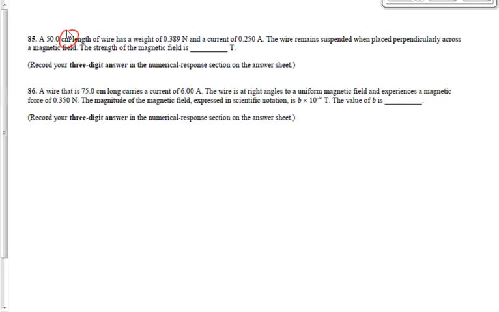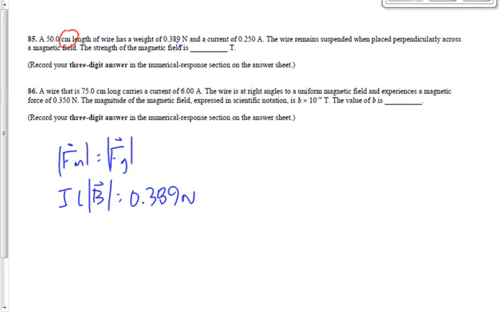What's this weight thing here? 0.389 newtons. If we say ILB is equal to M times G, what's the 0.389 newtons? Where do we plug that in? Yep, that's M times G. We don't even need to put the expression M times G in there because we know the force of gravity. We know the weight of it. So what are we looking for here? We're looking for the strength of the magnetic field. B is equal to 0.389 over the current, which is 0.250, times the length of the wire, which is 0.5.